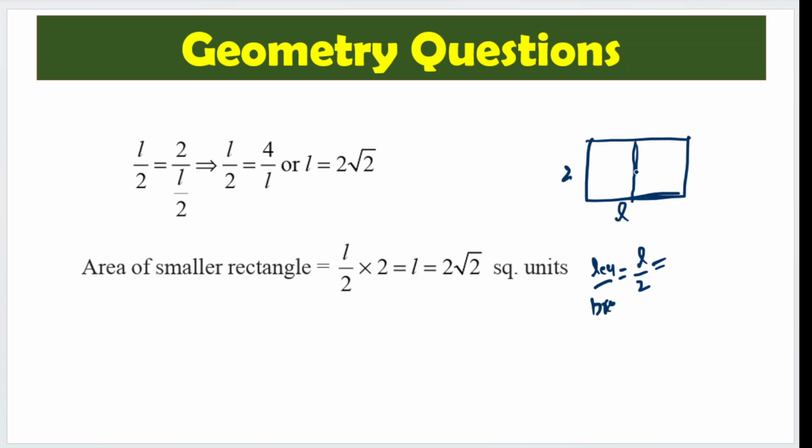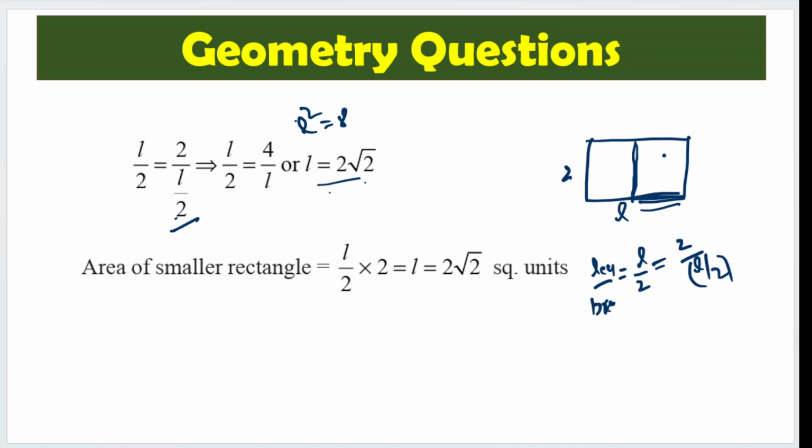For the new rectangle, what is the length? Length is 2. And what is the breadth? Breadth is L by 2. Right, L by 2 equal to 2 by L by 2. That's what we have written here. What does that mean? L by 2 is equal to 2 into 2, 4 by L. What does that mean? L square equal to 2 fours 8. L square is equal to 8. L equal to 2 root 2.